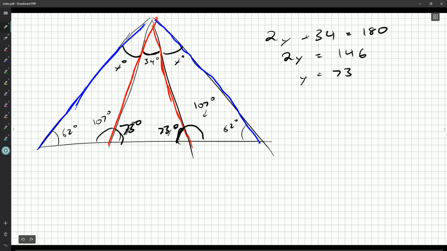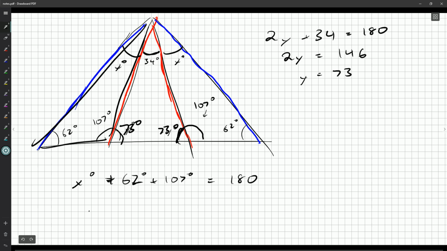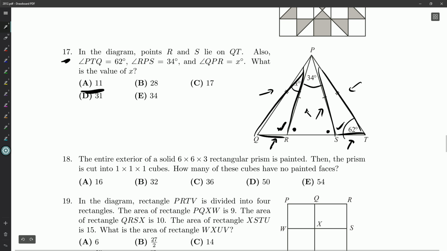Now we can get x, because we know x degrees plus 62 degrees plus 107 degrees must be 180. Okay, taking a look at this triangle right here. Okay, so x plus 169 is 180. X has got to be 11. So we're just looking at 11 degrees. There we go. So 11 degrees is A.